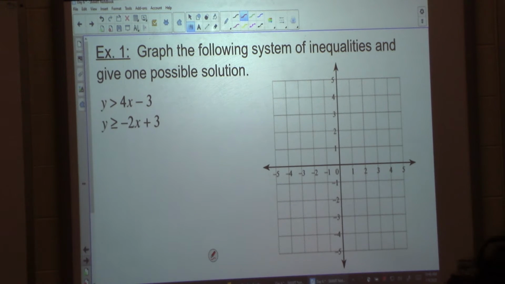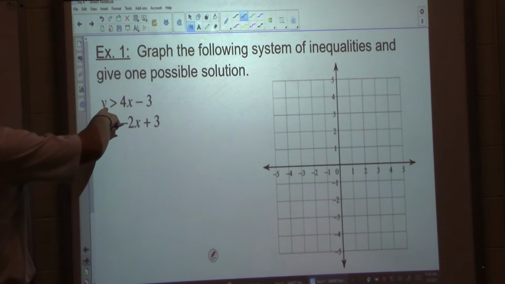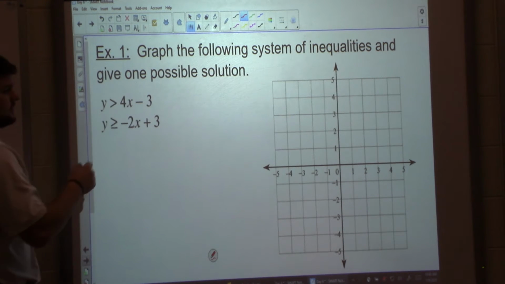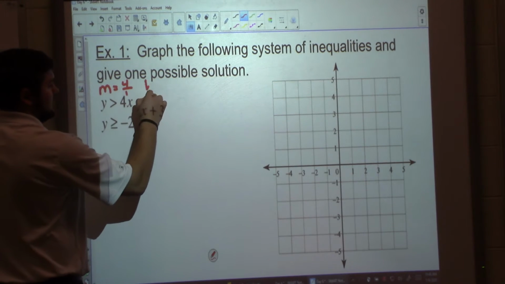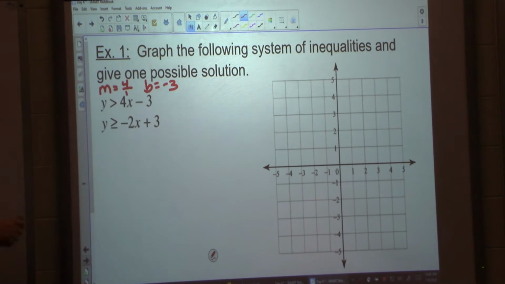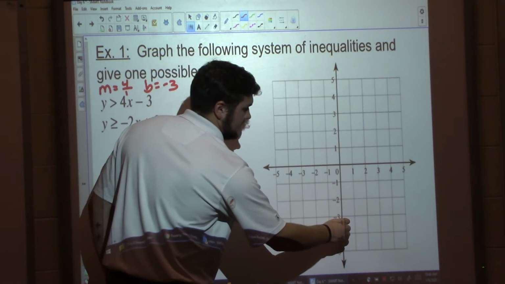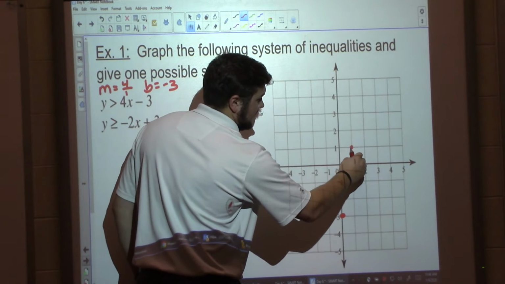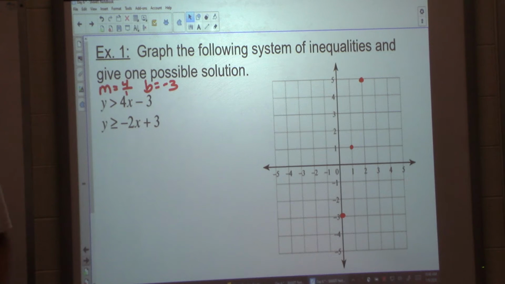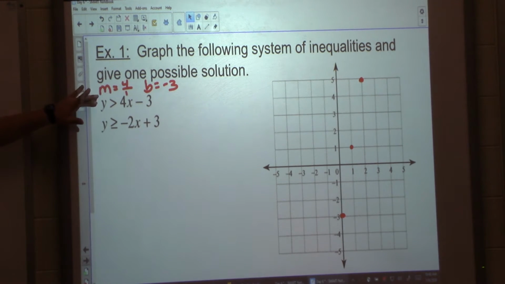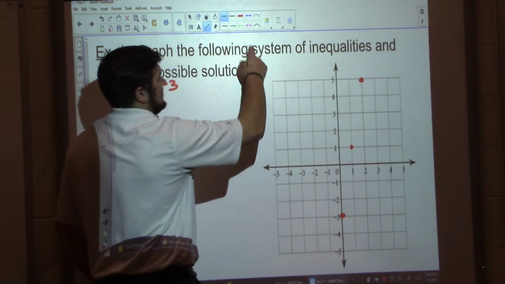Alright, so let's look at the top one first. Y greater than 4x minus 3. If I want to graph this, my slope is going to be 4 over 1. My y-intercept is going to be negative 3. So I'm going to plot that. Negative 3, up 4 over 1, up 4 over 1. Now, look at it. Am I going to have a solid or a dashed line for this top equation? Dashed, right? It's not or equal to. So I'm going to put a dashed line in there.